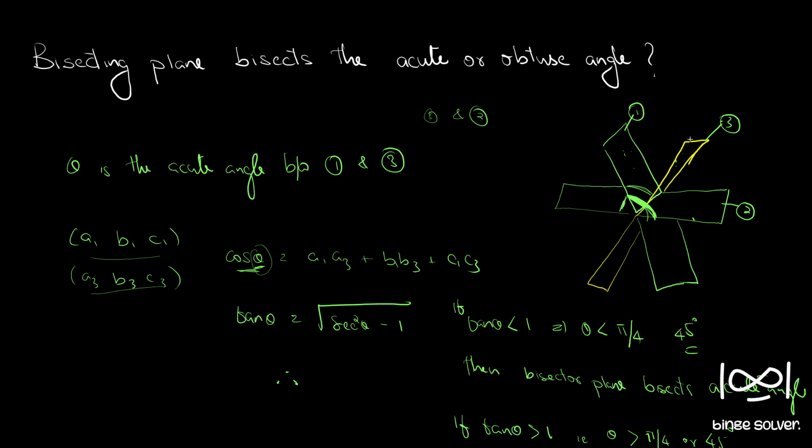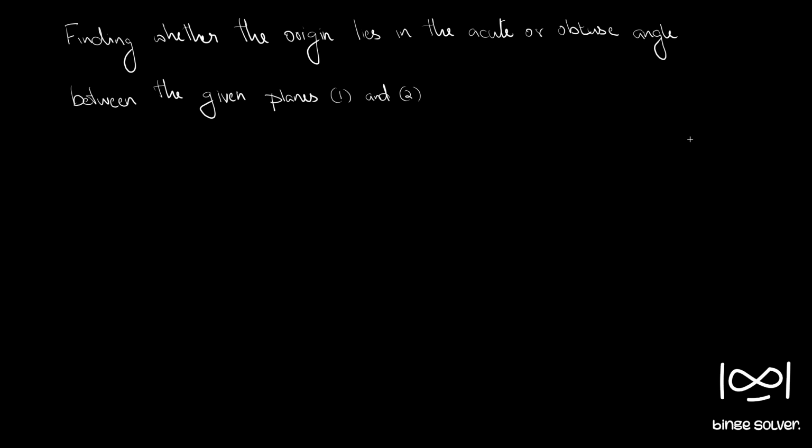Now, another concept we are going to discuss is whether the origin lies in the acute or obtuse angle. So that is the next problem. I said earlier we could find the equation of the bisector plane that contains the origin, right? So here we are going to discuss the concept of finding, when two planes bisect each other, where the origin lies, in the acute angle or the obtuse angle.